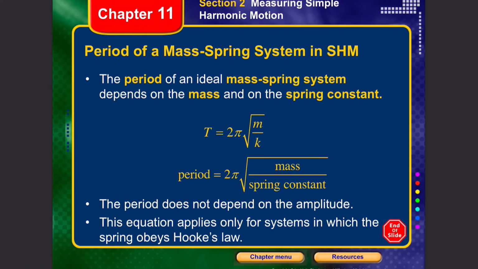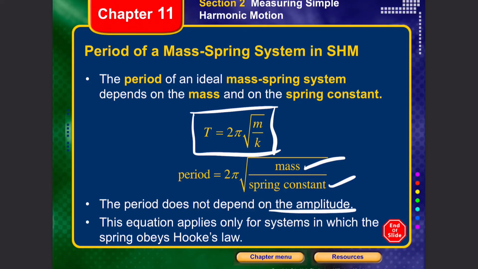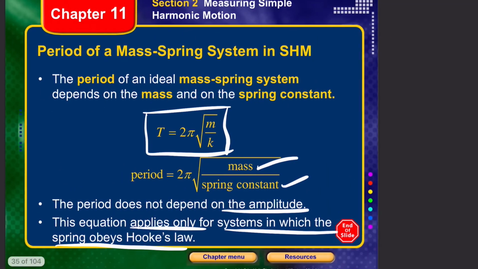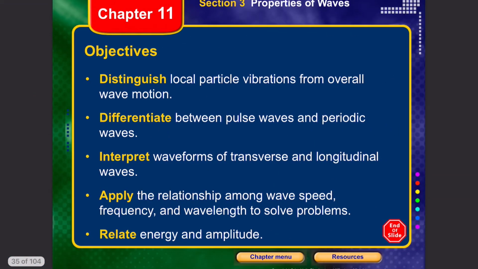Now when you have a mass spring system, the formula for time period is 2 pi root m by k, where m is the mass and k represents the spring constant. So the period does not depend on amplitude, and the equation applies only for the systems in which the spring obeys Hooke's law. So that is about SHM and how to measure simple harmonic motion.